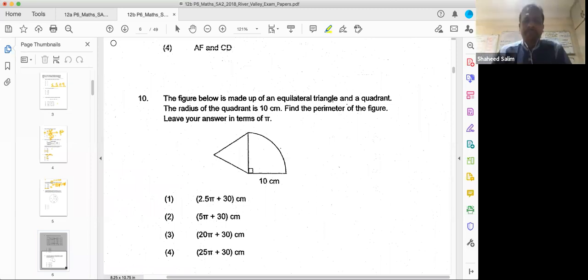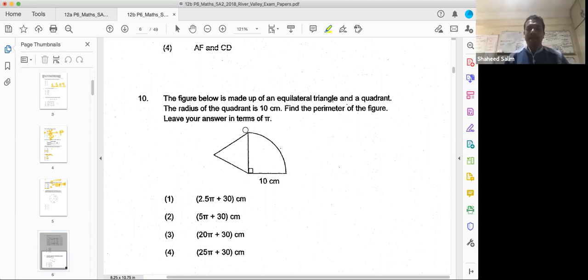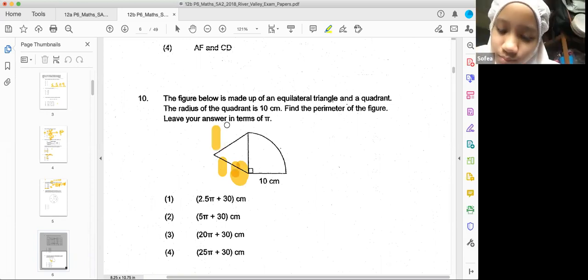All right, anyone got the answer? We ask you now. How much is this? Sophia, how much is this? How many cm? 10. How do you know it's 10? Because the radius is 10, right? Then the radius is also one of the sides. So this is 10. Not 11, 10.